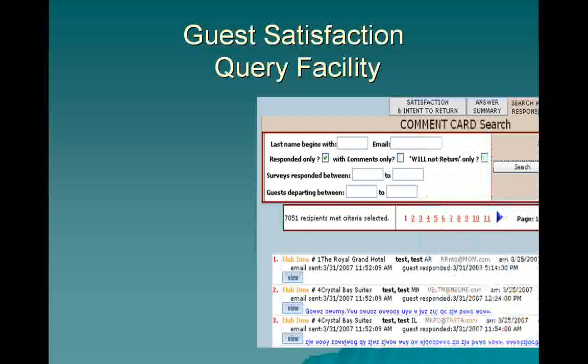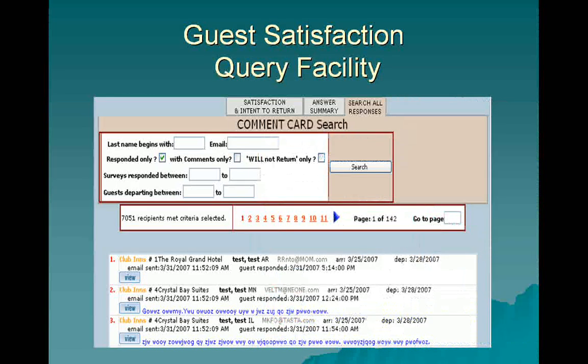The Guest Satisfaction Query Facility provides users with the ability to search and review any of the surveys in the database. The search criteria allows the manager to review all surveys for guests that were not satisfied or will not return to your resort. Using the query facility to identify and resolve unsatisfied guests' issues and problems is the key to improving guest satisfaction and increasing repeat business.